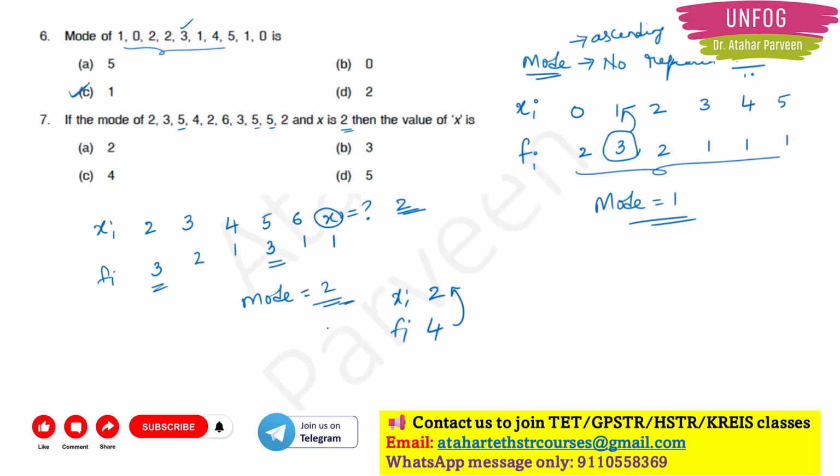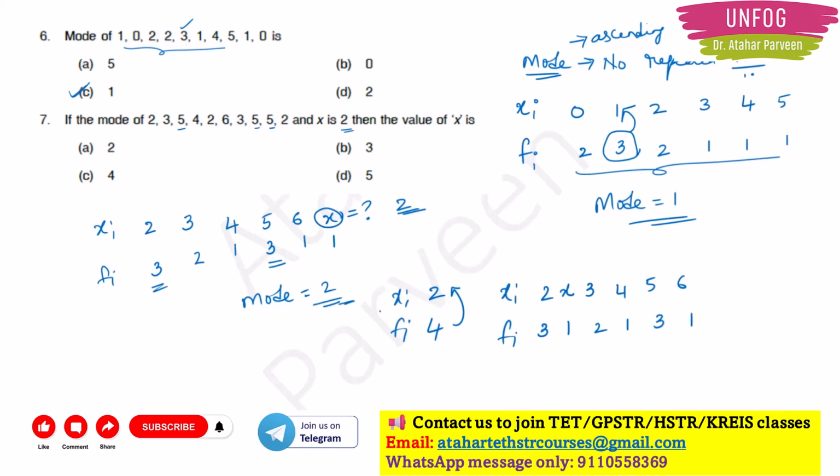I hope you understood. I will write it again if you want. See, xi, fi: 2, 3, 4, 5, 6. I will write x here, just to explain to you. 2 came 3 times already. x 1 time it is there. 3 is 2 times. 4 is 1 time, 5 is 3 times and 6 is 1 time.